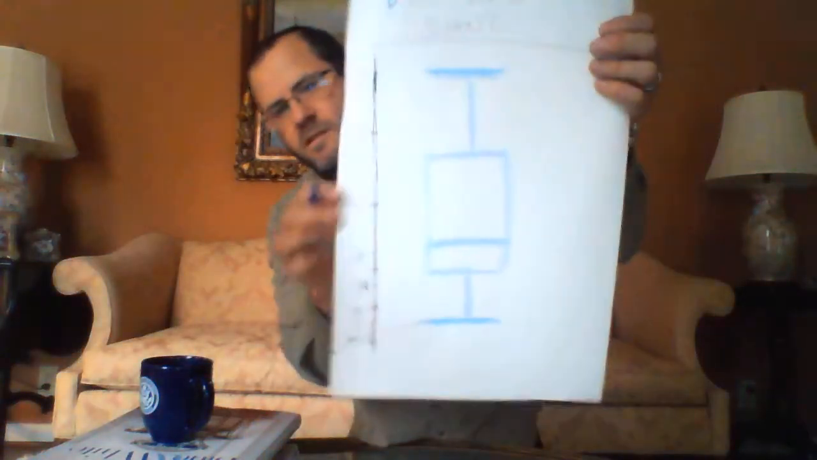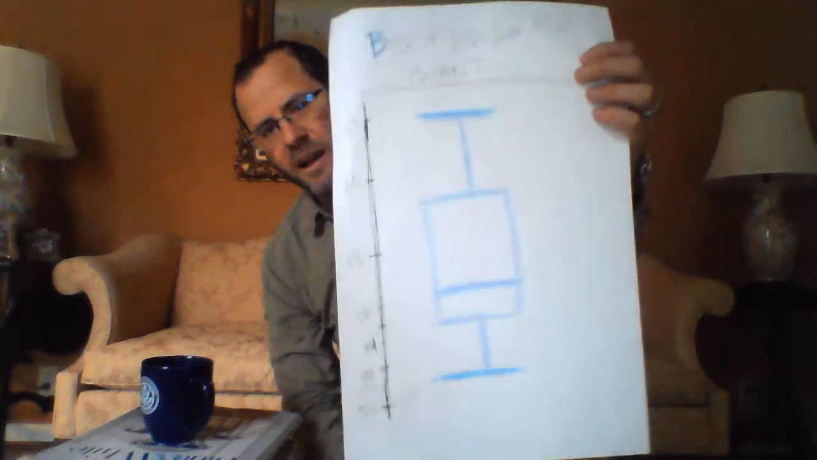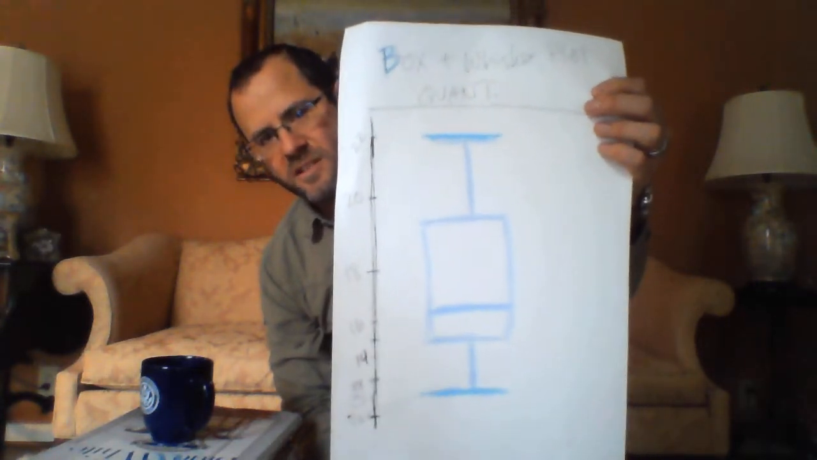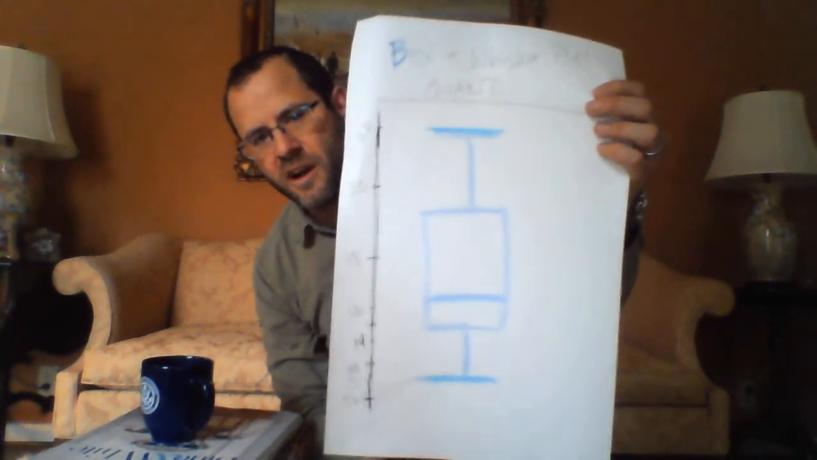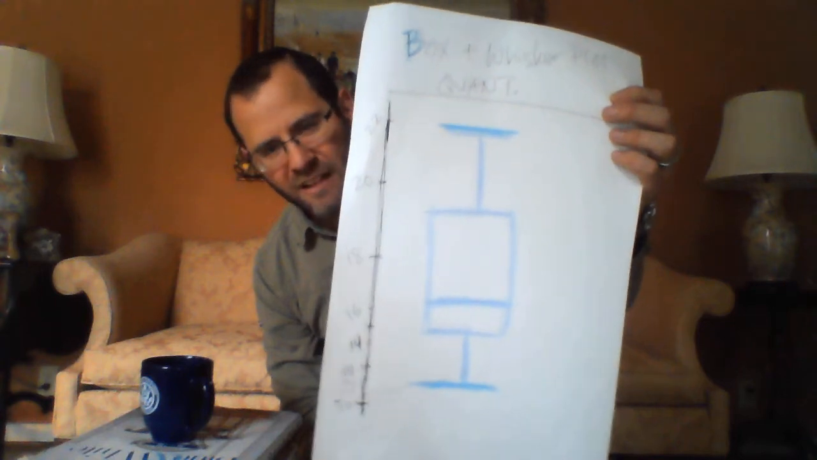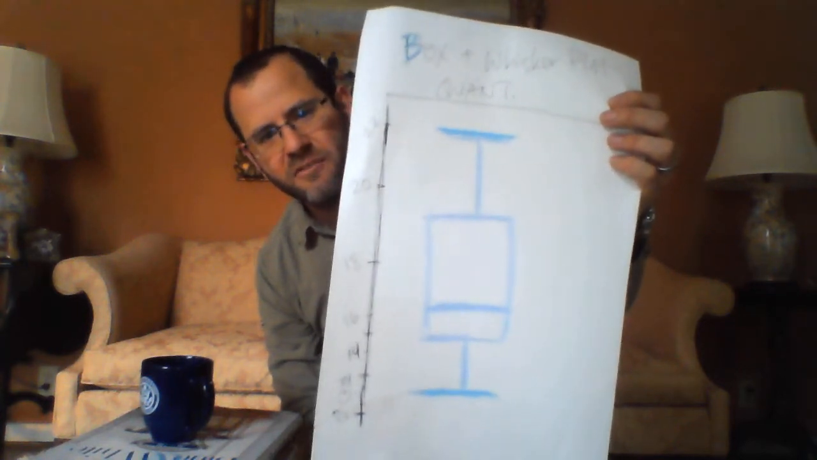And now I'm drawing what we call a whisker. I'm drawing a single vertical line to connect to the min and the max. So this is called a box and whisker plot. So this is describing the distribution of the number of Valentines that different kids received.